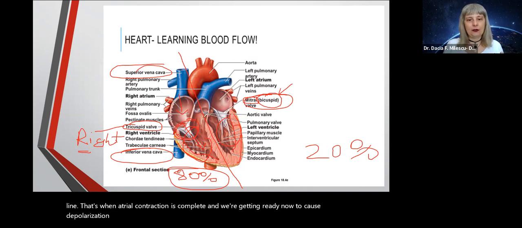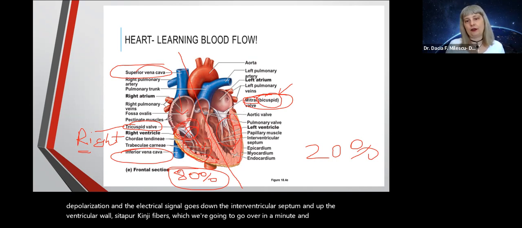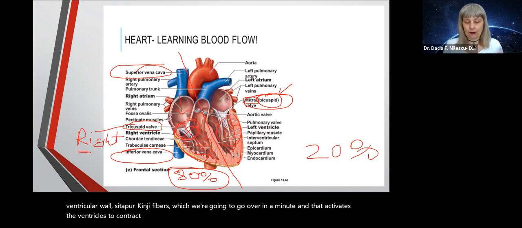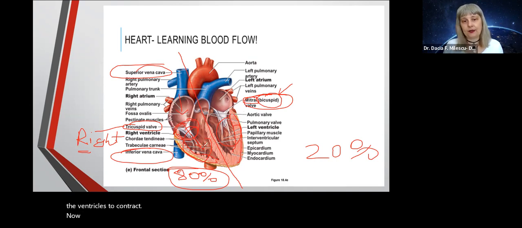And the electrical signal goes down the interventricular septum and up the ventricular walls to the Purkinje fibers, which we're going to go over in a minute. And that activates the ventricles to contract. Now, before all that happens, all 100% of the blood is now inside the ventricles.